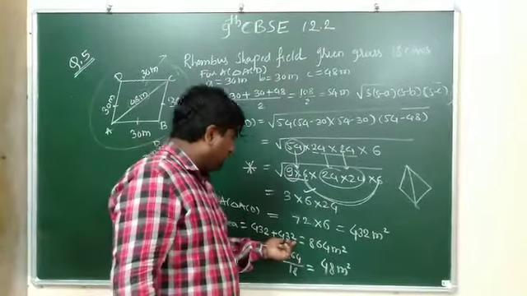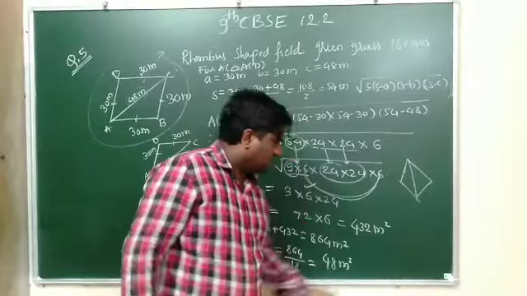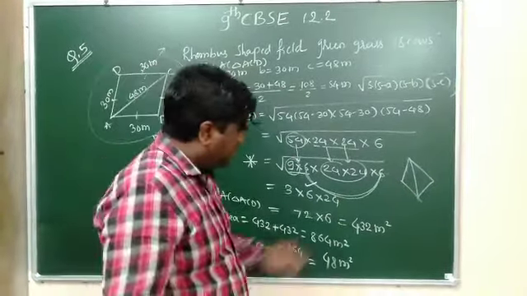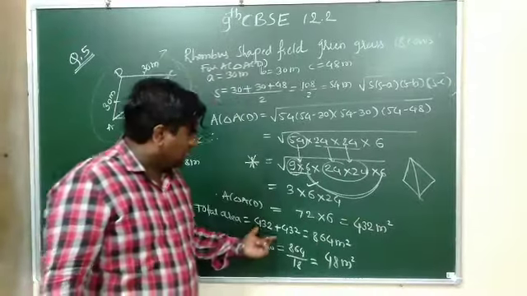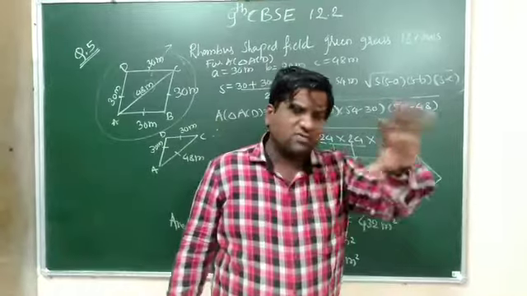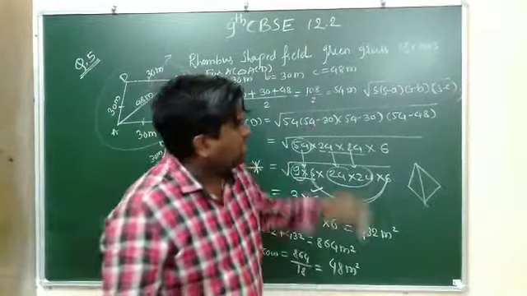So 432 plus 432 is 864. You need to mention that the area of triangle ACD equals the area of triangle ABC because of equal dimensions. So 864 meters square. That means the grass field consists of a total area of 864 meters square.